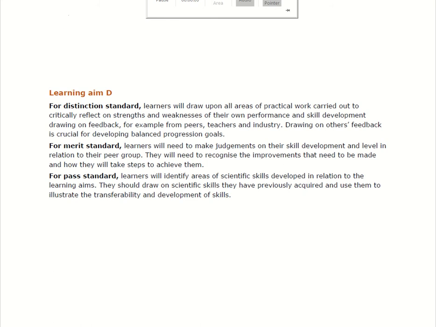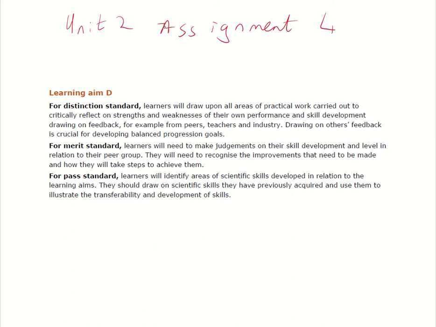What we'll be doing is going through the Unit 2 Assignment 4 walkthrough. So there's no practicals within this one, it's purely an essay-based assignment, and what you'll be doing is critically evaluating yourself and more or less just how well you've actually been doing things on the course thus far. So in terms of the criteria, there's one pass, one merit, and one distinction criteria.